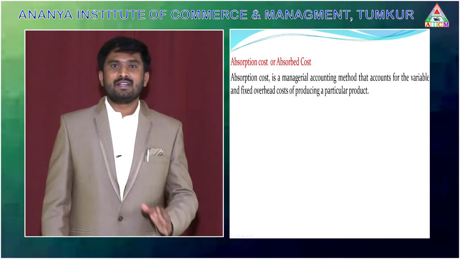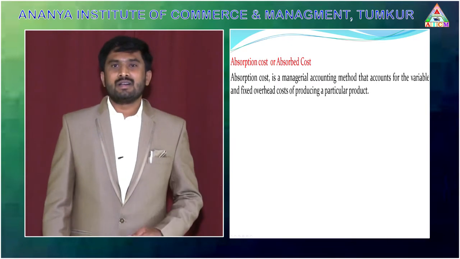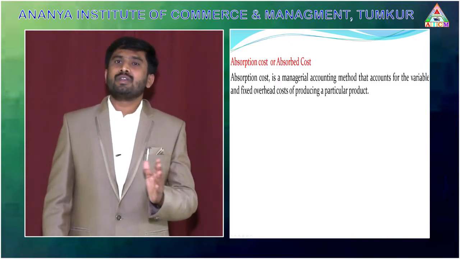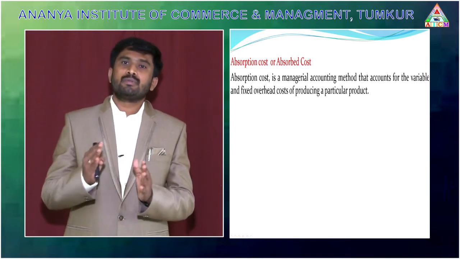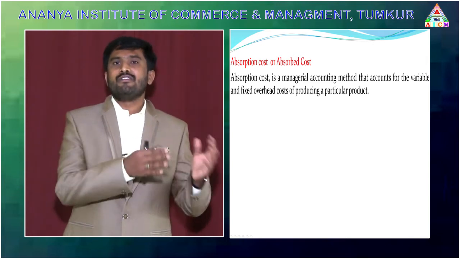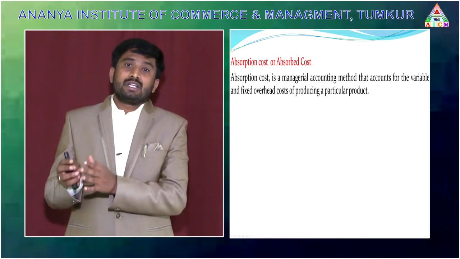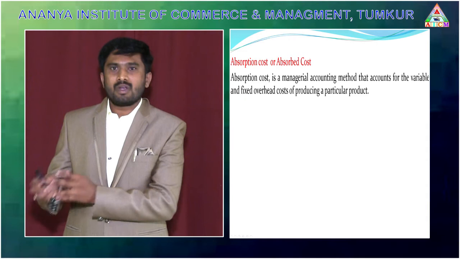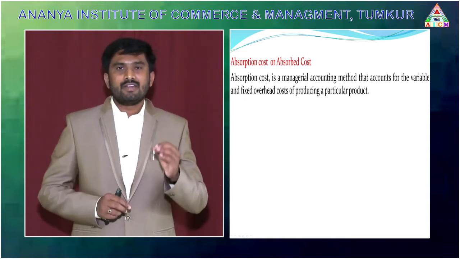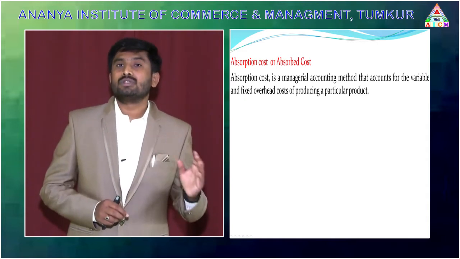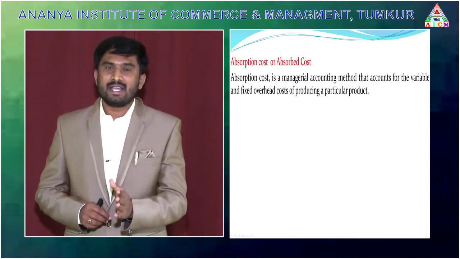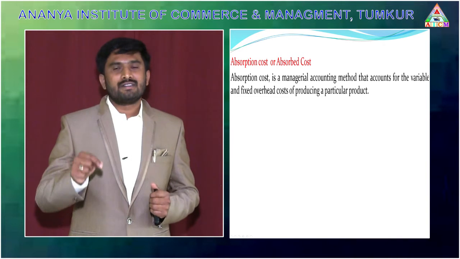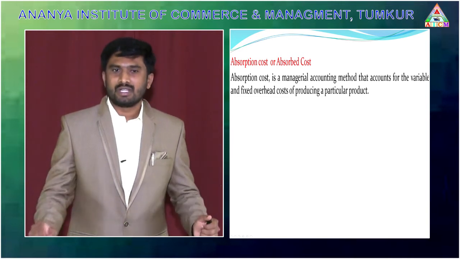That means when I compare it to marginal cost, we are considering only variable cost in order to produce the particular product. We take into account only variable cost to calculate the total cost incurred for the production of the particular product. But in absorption cost, we take into account both costs, variable cost as well as fixed cost, in order to calculate the cost incurred for the production of a particular product.